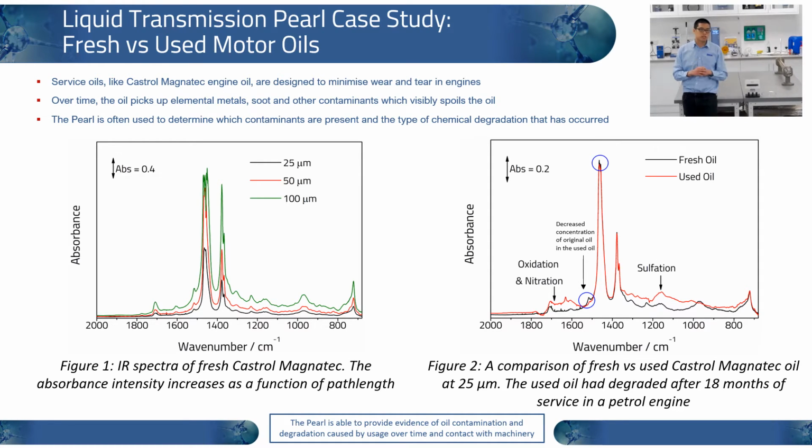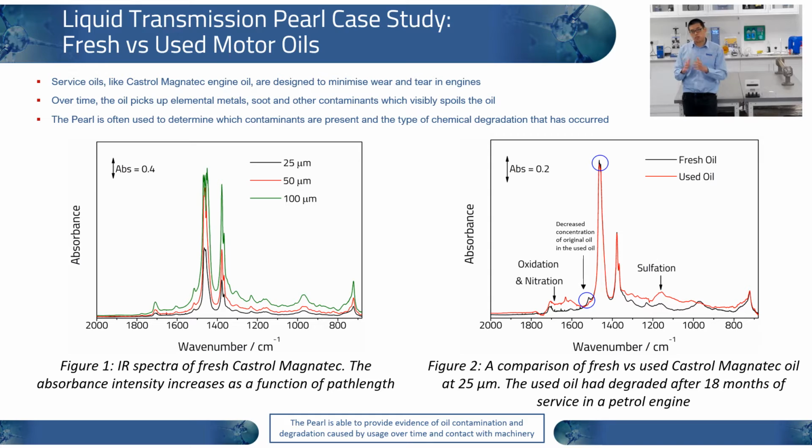Here on the left-hand side, on figure 1, it's just to show you the difference in absorbance intensity when using different path lengths of the oyster cells. So naturally, due to Beer's law, when you use a lower path length, like 25 microns for example, you get less absorbance intensity. As you move towards a higher path length of 50 microns and 100 microns, there is a linear increase in the absorbance intensities.